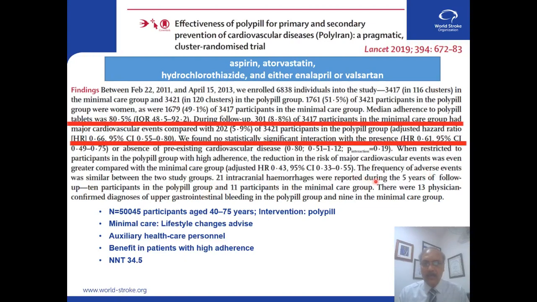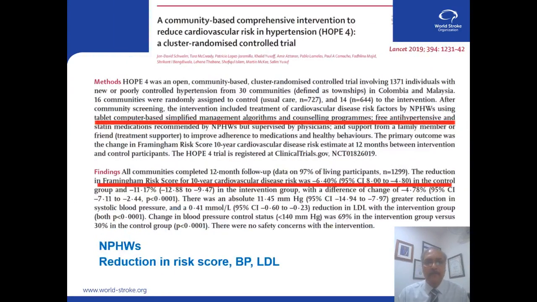Twenty intracranial hemorrhages were reported over 5 years of follow-up, 10 in the polypill group and 11 in the minimal care group, and upper GI bleeding was more in the polypill group. The NNT to reduce one cardiovascular event was 34.5. There's another trial, HOPE-4, which is a cluster randomized trial done in Malaysia and Colombia.